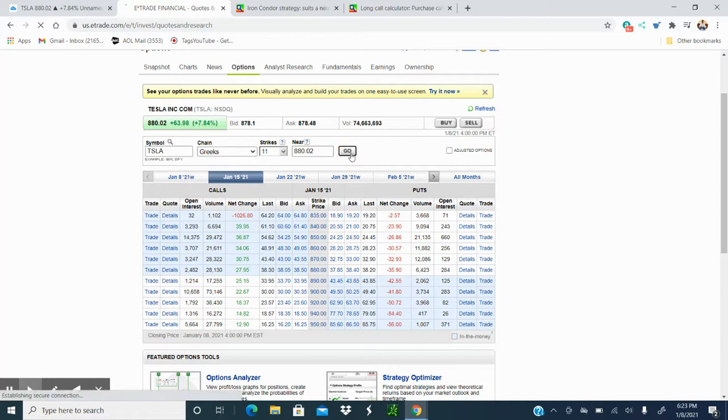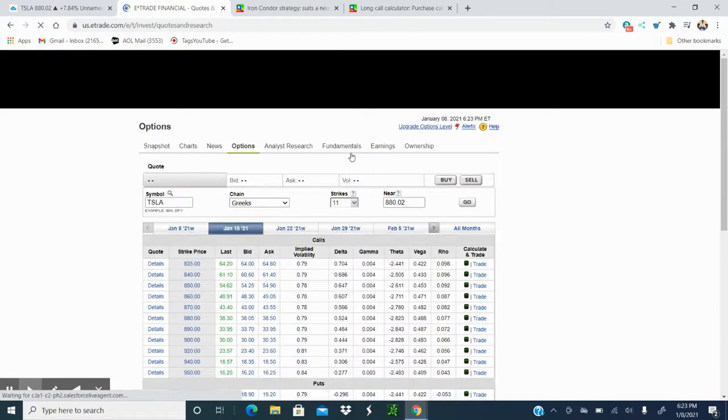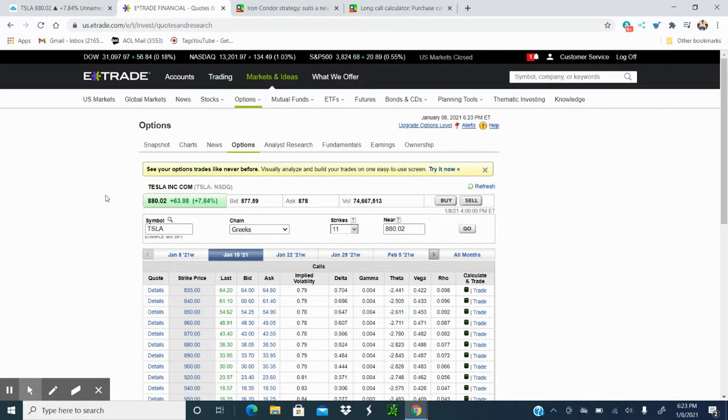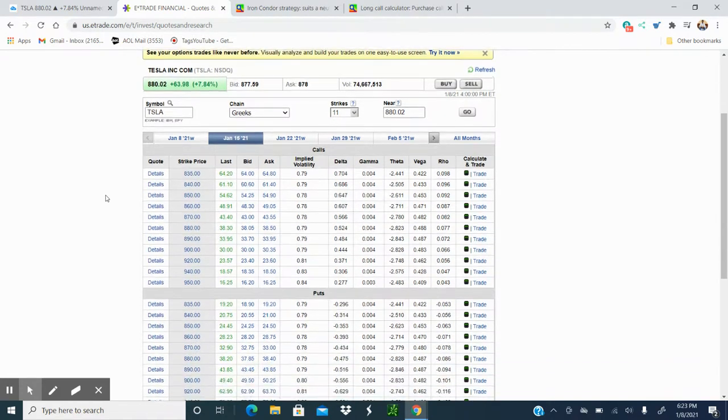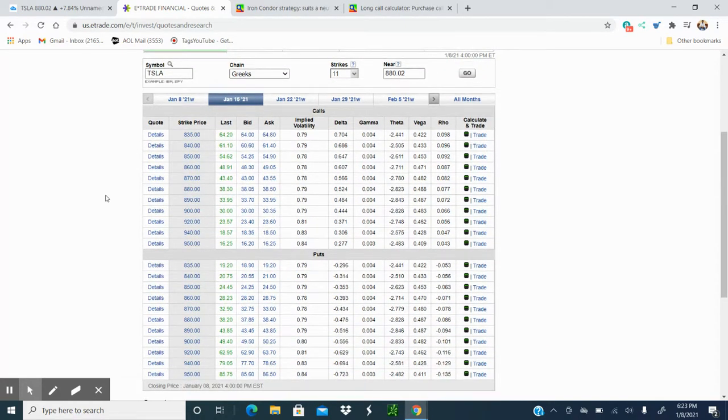So, the option Greeks. If you're new to options, options do not trade like equities. There's a lot more to them. So these are your Greeks, right?